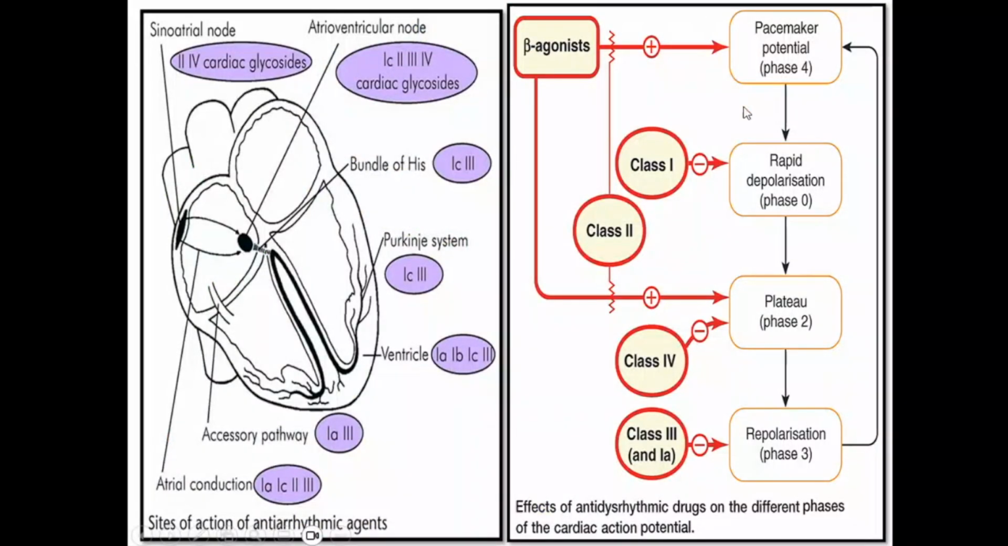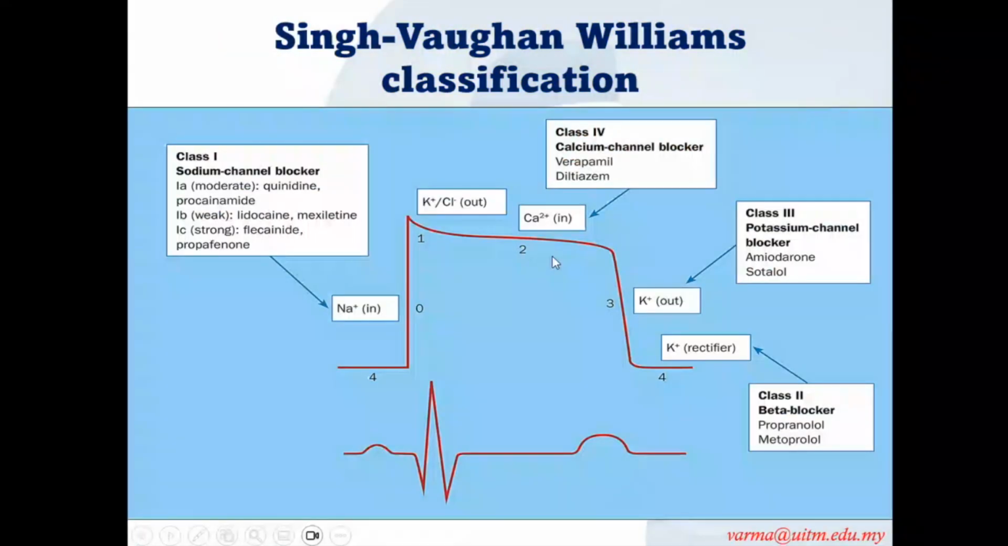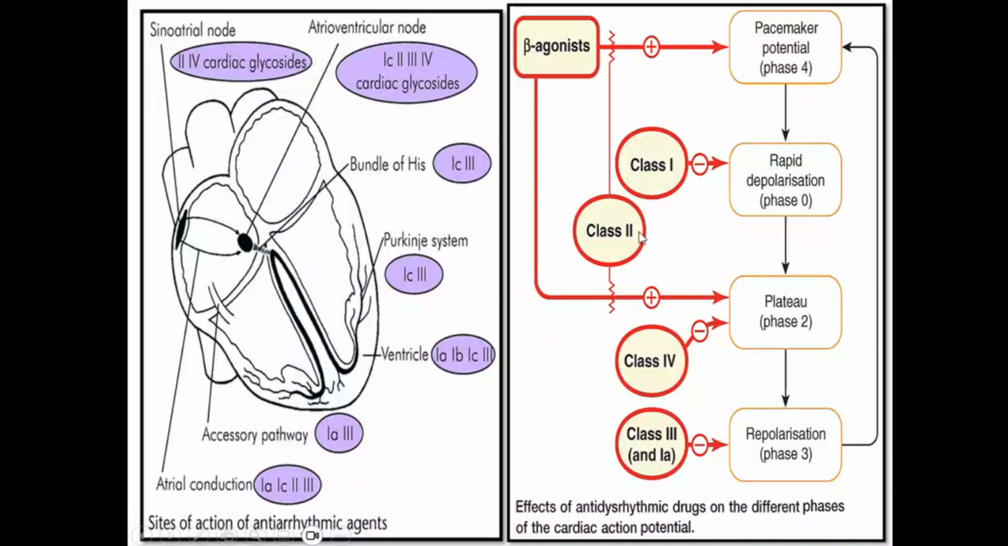We talked about where they act in the action potential, this is the same as this part. Class 1, class B and everything. Class 1 acts at rapid depolarization. Class 2, beta blockade, also acts here, at phase 4. Class 4 acts at the plateau phase and class 3 at the repolarization phase.